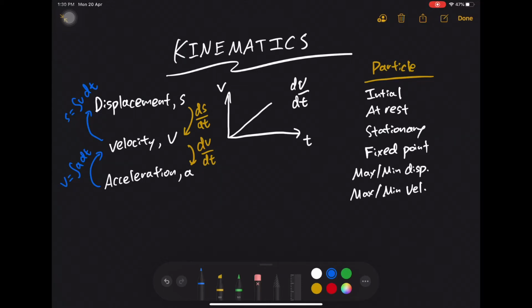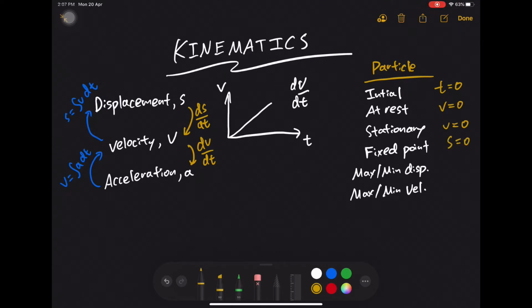Or the question might give you velocity, and you can integrate to find your displacement or differentiate to find your acceleration. So it depends on the question as well. For the particle to be at the initial position or initial velocity, the time will be 0. If the particle is at rest or stationary, this means the particle is not moving, so the velocity will be 0. And if the particle is at a fixed point, this means that the displacement is 0.